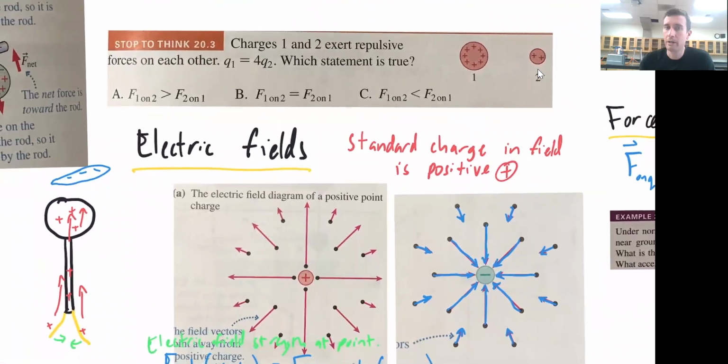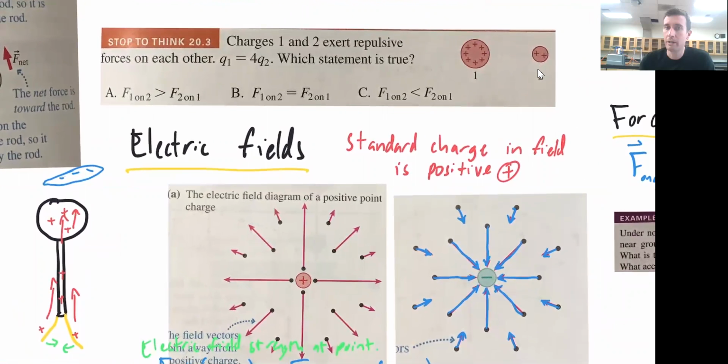So we are able to go to our next piece and to do a little stop and think before we start talking about electric fields. So we'll do right here. Charges 1 and 2 exert repulsive forces on each other. Q1 is equal to 4 times Q2. Okay, so 1 and 2, good. And 1 is much bigger, sorry. Yeah, 1 is 4 times bigger than 2.